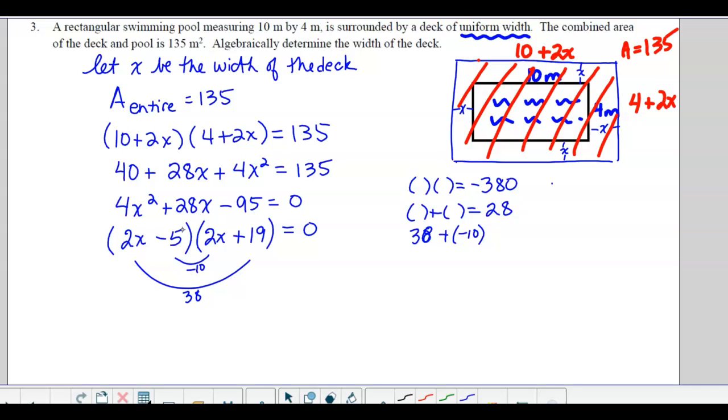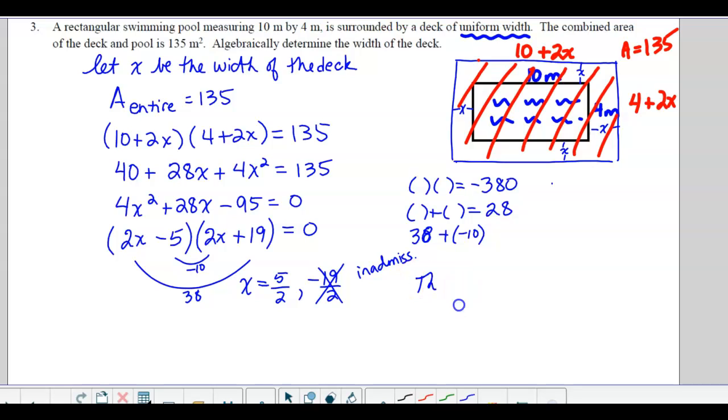Okay, then continue solving. Even though one of them may not make sense, you've got to show it, and then eliminate it from your solution set. So x equals 5 over 2, or negative 19 over 2. This is inadmissible. Okay, so it says algebraically, go read what you have to do to algebraically determine the width of the deck. So that's your x value here.